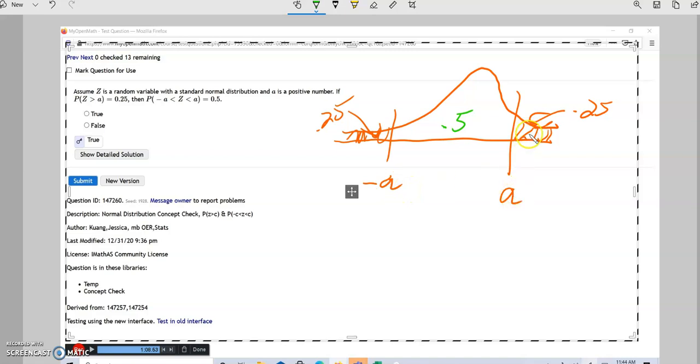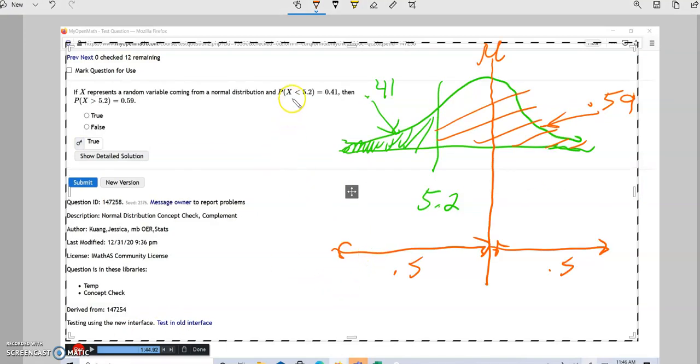If the probability greater than A is 0.25, that means the probability less than negative A is also 0.25, which means the probability between negative A and positive A is whatever's left over to get to 1. So if I have 0.25 here and 0.25 here, that's 0.5 total. So the probability between the two has to be 0.5 to get me to 1 total, because remember, the area under the curve total is 1. There's 0 and there's 1.